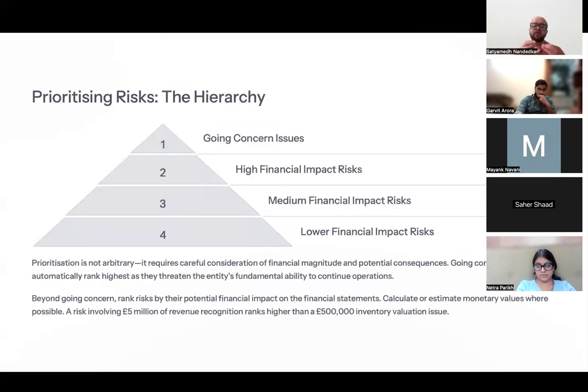Now, a lot of your questions will often ask you to prioritize the audit risk. And when the question is asking you to prioritize the audit risk, your commercial acumen skill is going to come in handy here. Now, how do you decide whether a particular risk is high risk or low risk, or how do you prioritize basically?